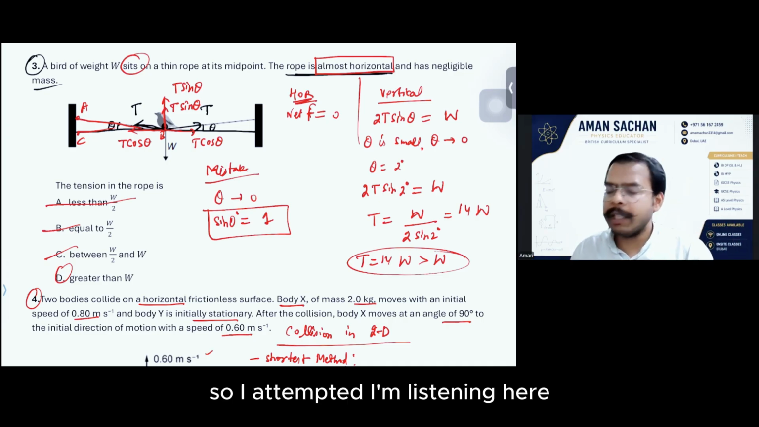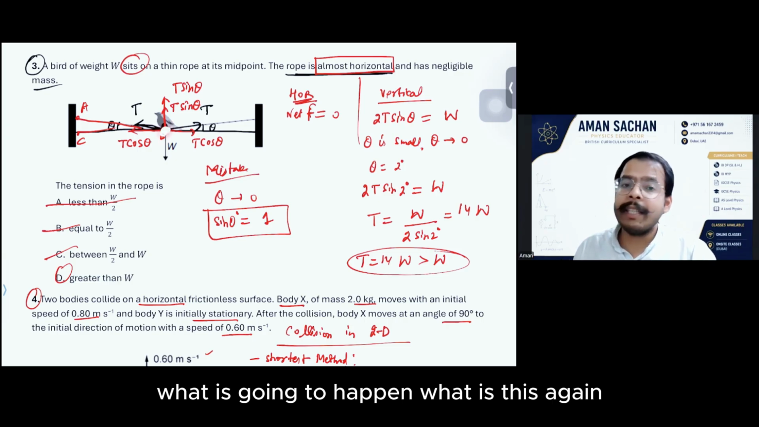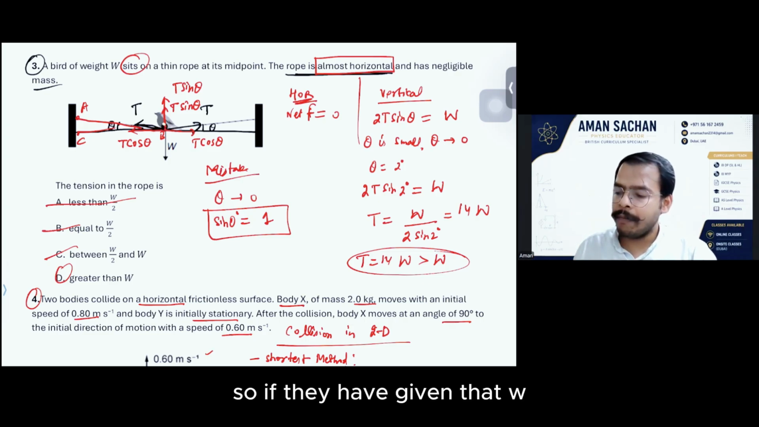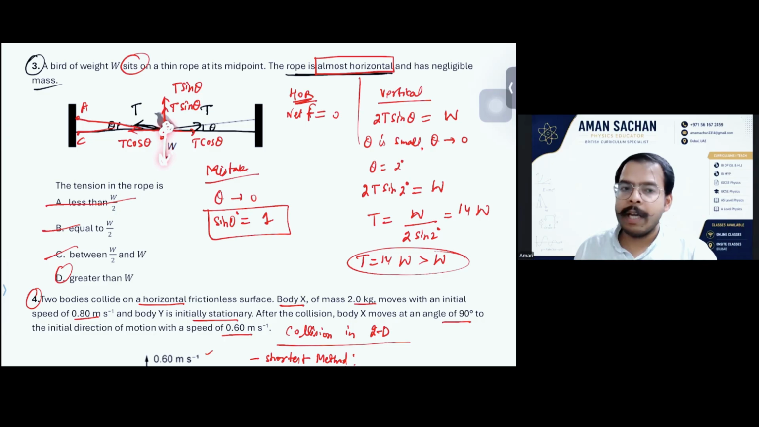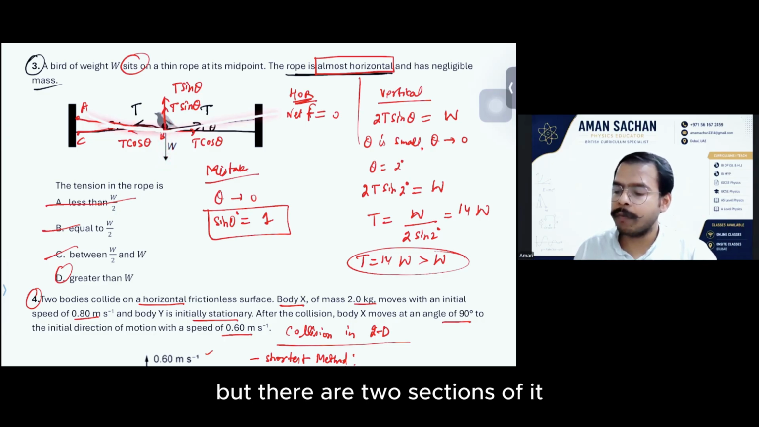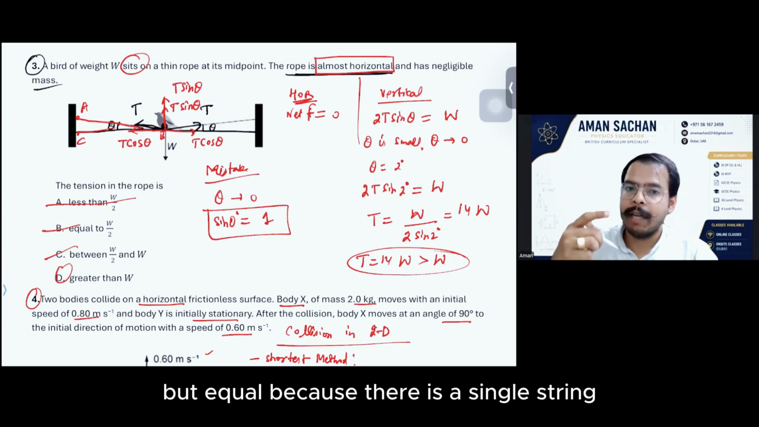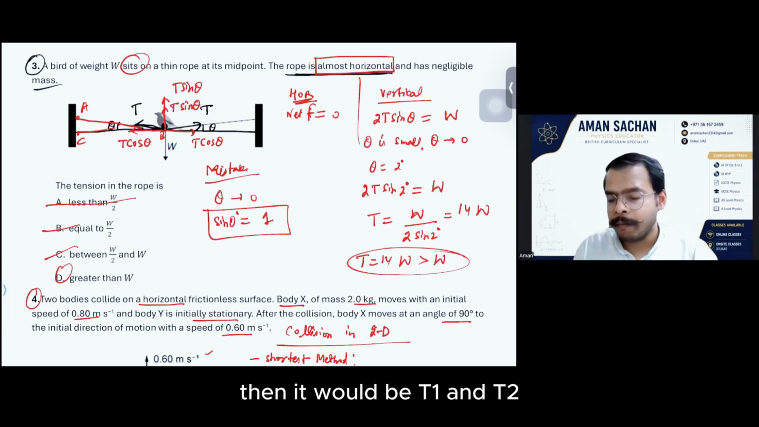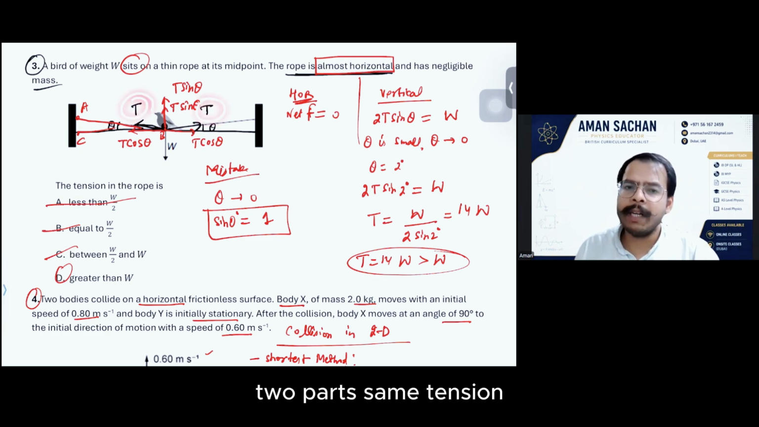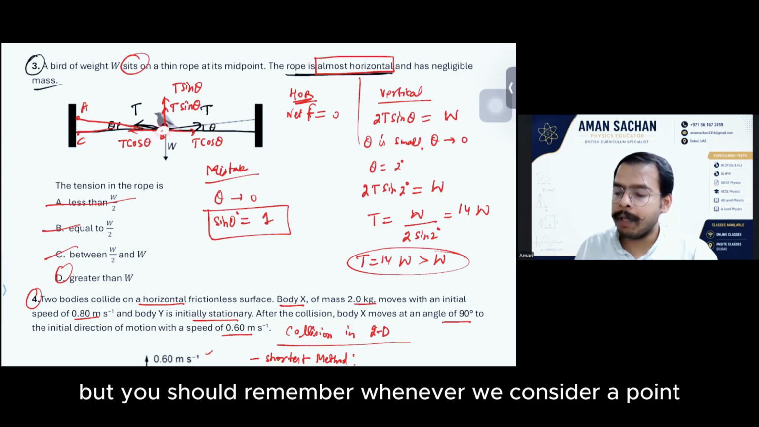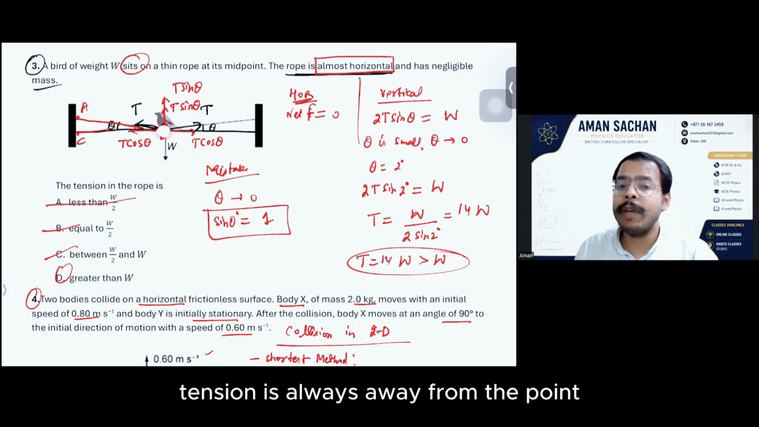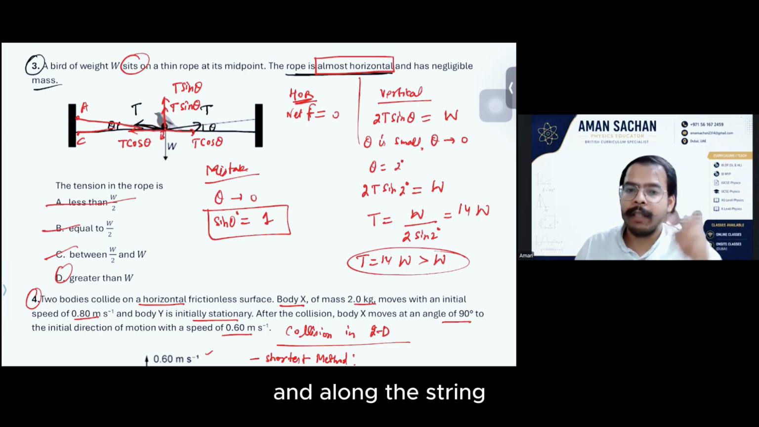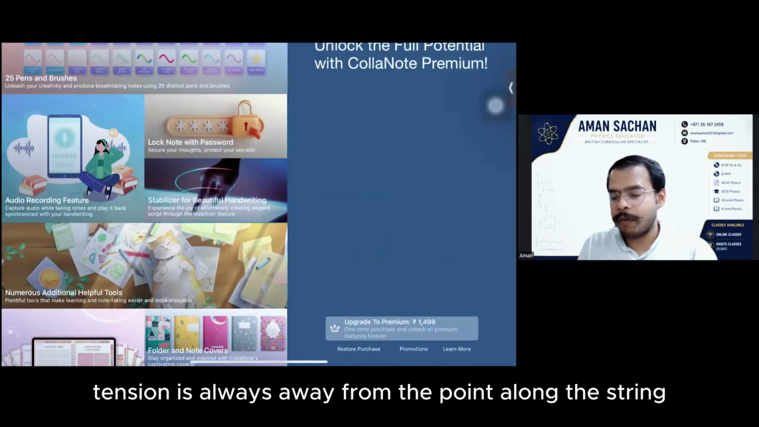So attempt it. Now listen here, what is going to happen? Again, remember free body diagram, body plus all forces. So if they have given W and there is a single string, but there are two sections of it, you will have tensions but equal because there is a single string. If there would be two different strings, then it would be T1 and T2. But here, because there is a single string, two parts, same tension. But you should remember, whenever we consider a point, tension is always away from the point and along the string.